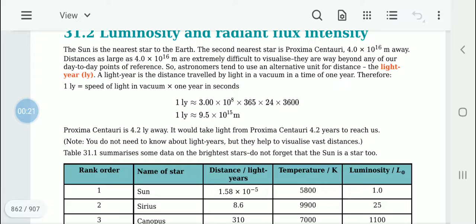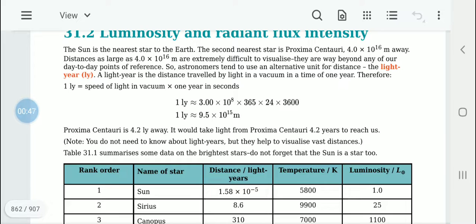That is 4 into 10 to the power 16 meters away. This is such a big distance that it is actually not something easy for us to get an understanding of. So as a result, we use the light year.